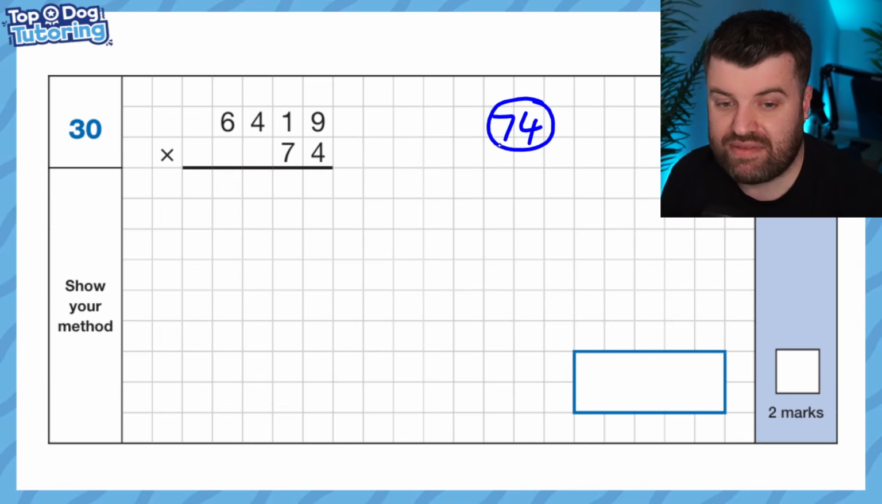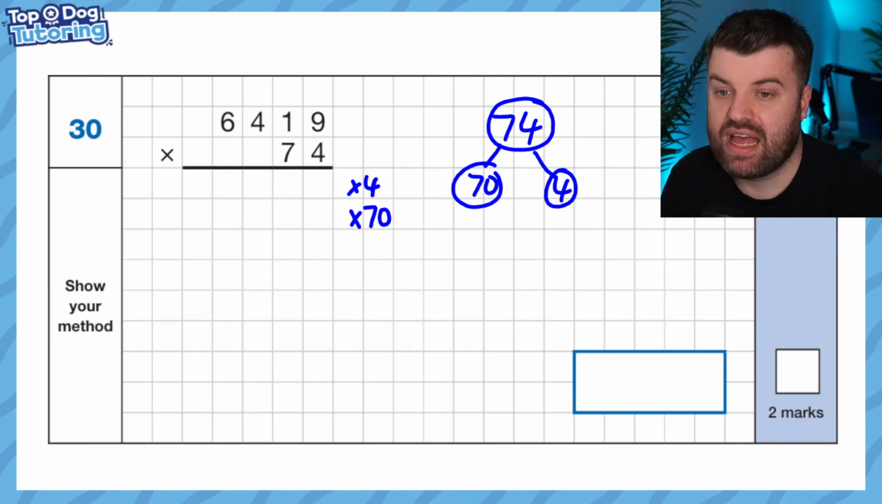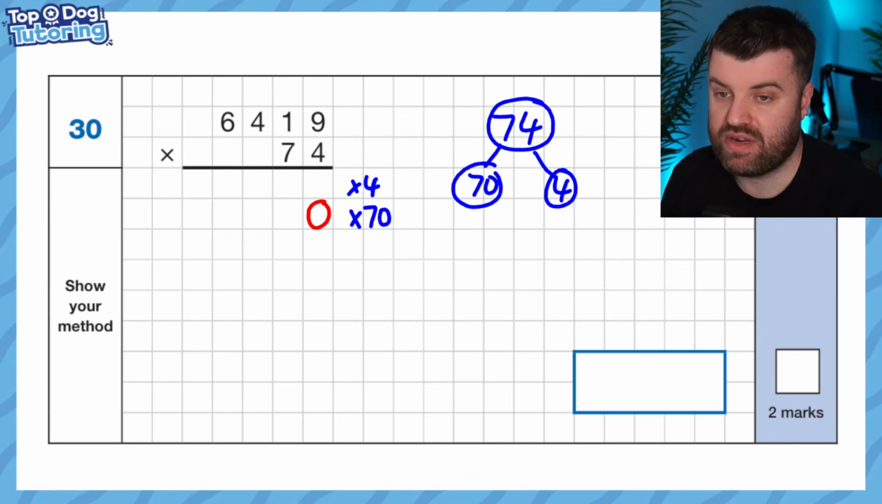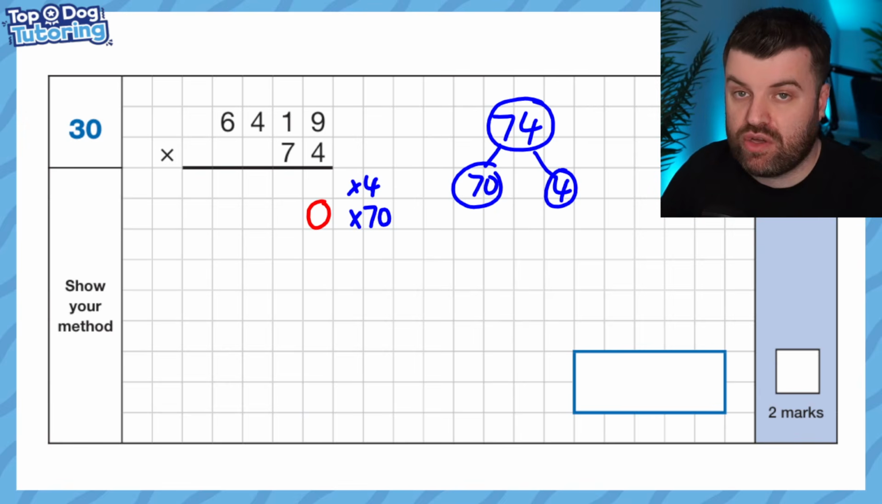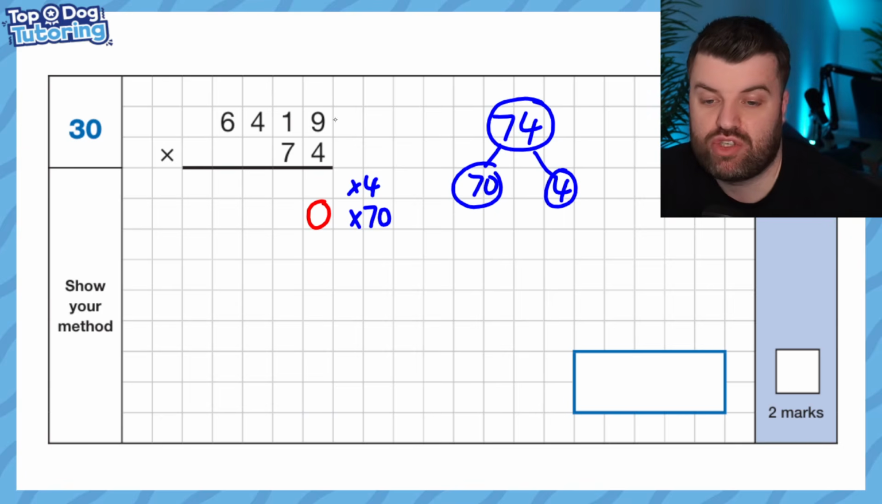Look, what is 74 partitioned? It's going to be 70. It's going to be 4. So this top line is going to be multiplied by 4. This next line is going to be multiplied by 70. And I'm just going to do it now. It's a habit of mine. I'm going to put that placeholder in so I don't forget. And be modeling this to the children, saying, look, whatever works for you, as long as you're not going to forget any kind of step in this process, do what works for you.